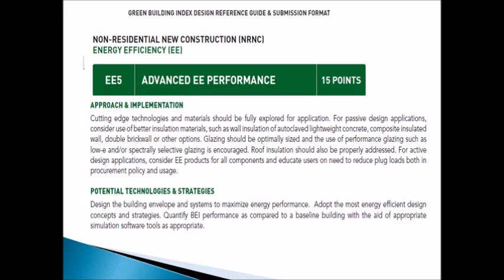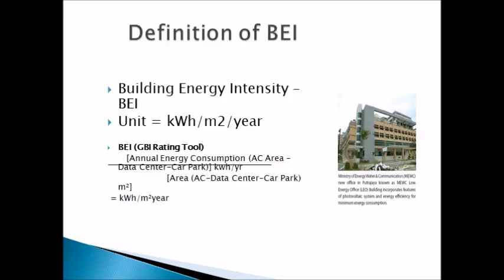So the building simulation is used to produce BEI. Okay, we have to revisit the definition of BEI. I believe I have explained this in an earlier lecture. BEI is building energy intensity, and the unit is kilowatt hour per square meter per year. So it sort of gives you an apple-to-apple comparison between buildings when you want to compare their energy use.